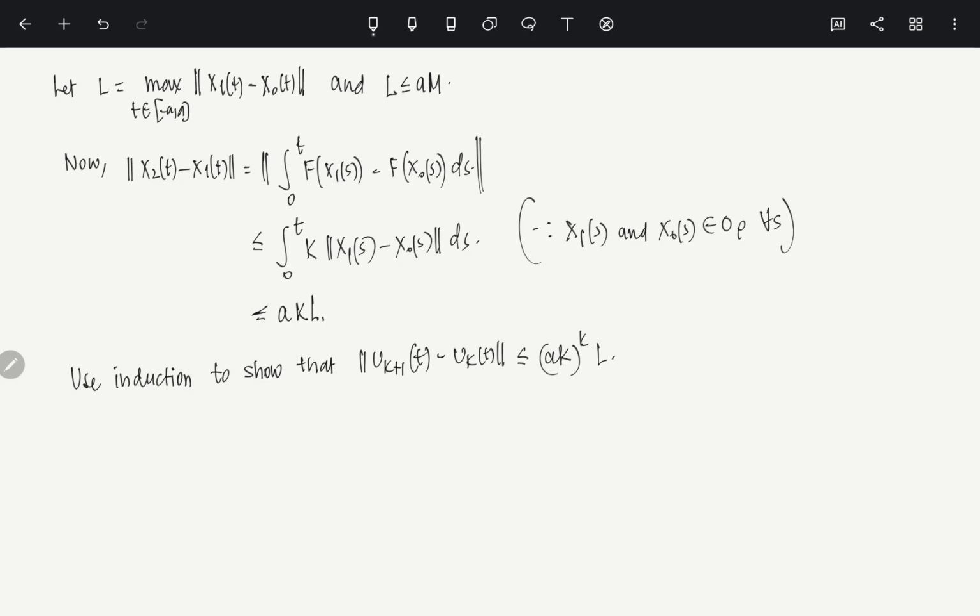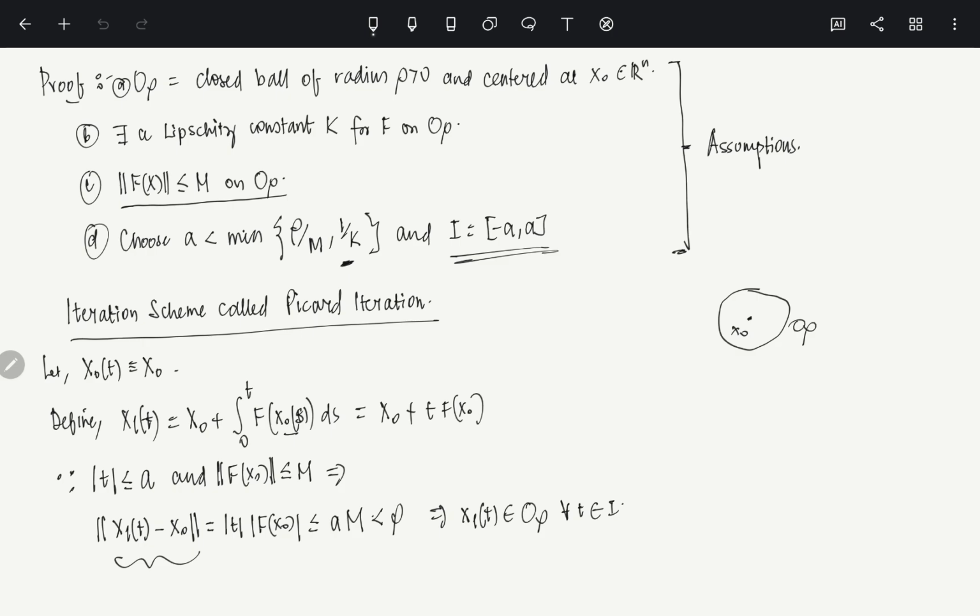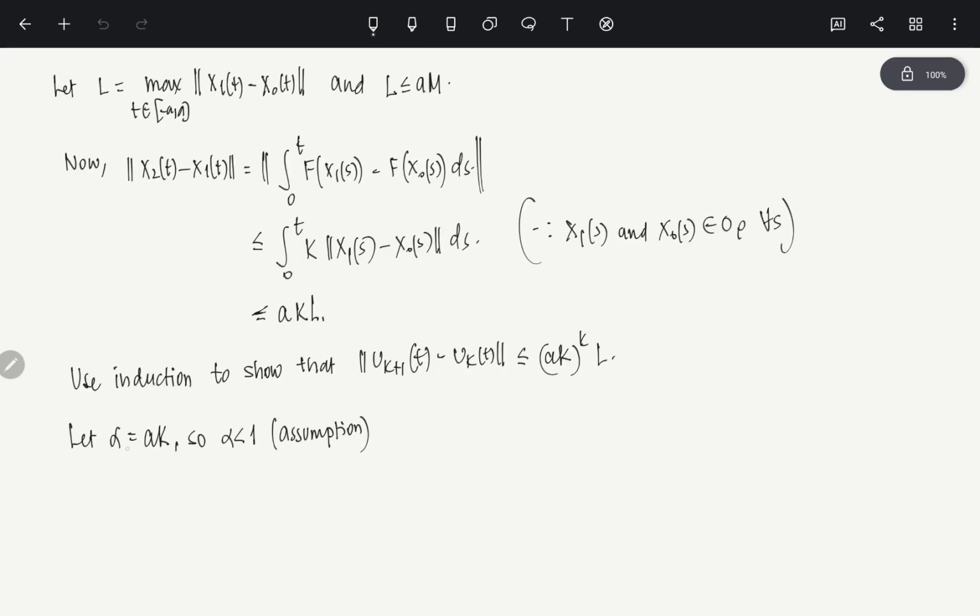Okay, right. Now this is fine. Now let alpha equal ak. So we know that alpha is less than 1. This is our assumption. See, k we chose it in, see, a is less than or equal to the minimum of this and 1 by k. So ak is always less than 1. Clear? So this ak I am choosing to be alpha, which is again less than 1.